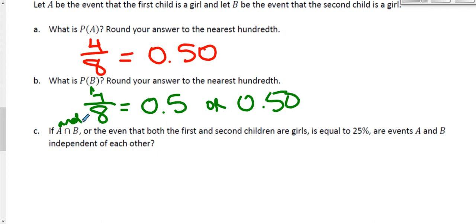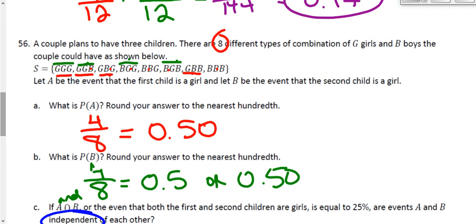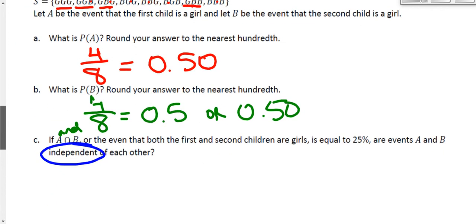0.5 times 0.5 is 0.25. So that kind of is just a given. The real question here is, are they independent? And we don't actually need to know the probability in order to know if they're independent. All we need to do is look at the scenario. Having multiple children, do the genders depend on each other?